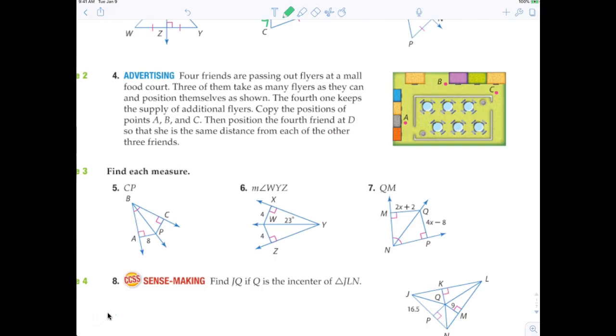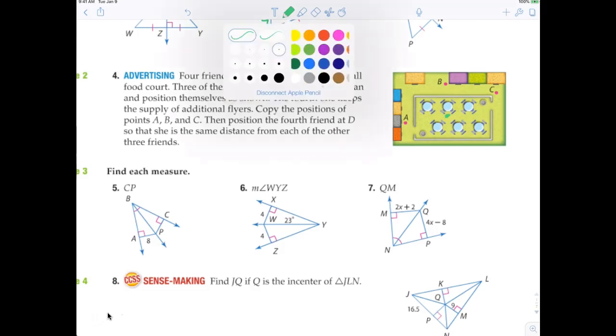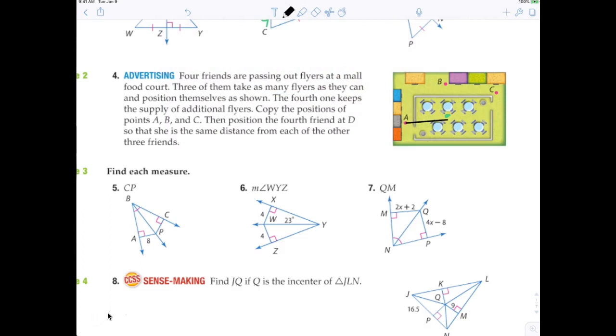What I care about is that you can tell me if you were given A, B, and C and you had to position somewhere right in the middle of all 3 of them, you would simply find the what? What type of point of concurrency, though? The perpendicular bisector. Because you want to position yourself so that the distance from A to D is the same as from B to D is the same as from C to D. So in order to do that, you would actually have to create a triangle ABC.